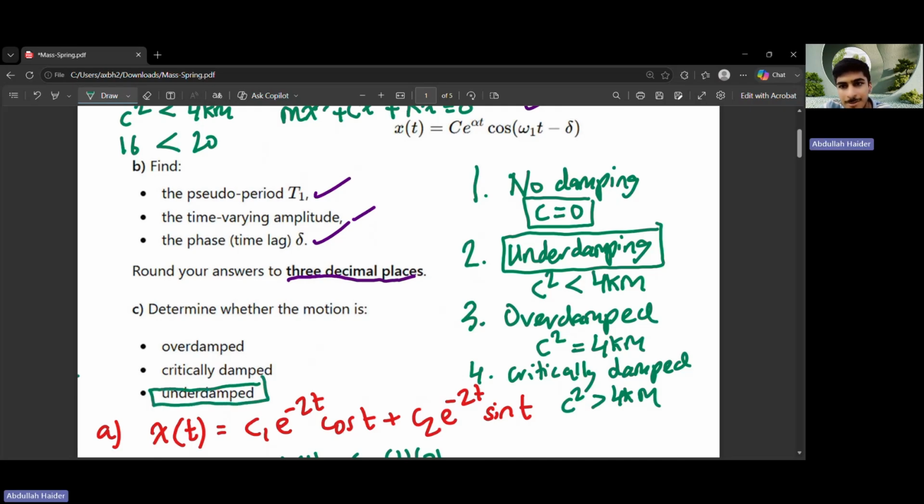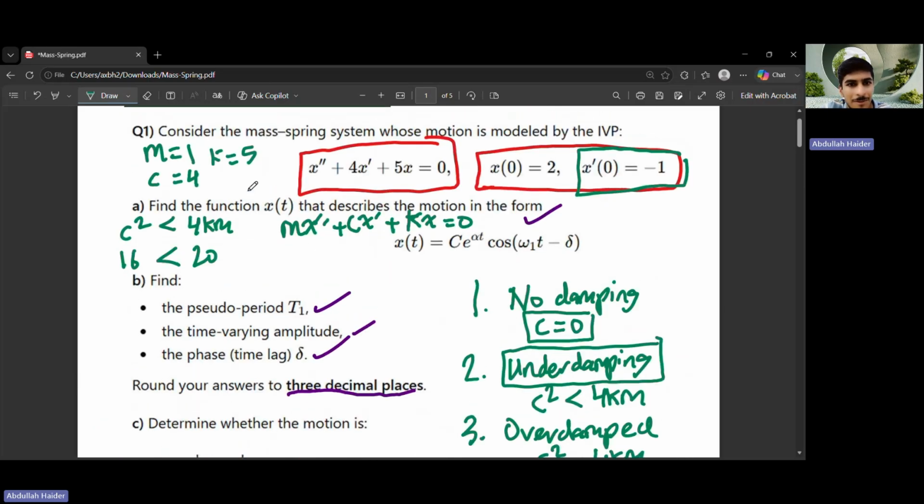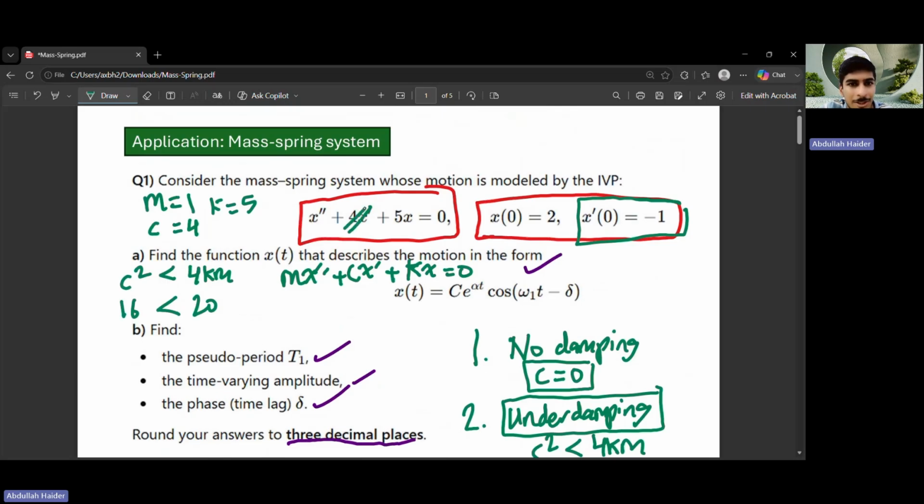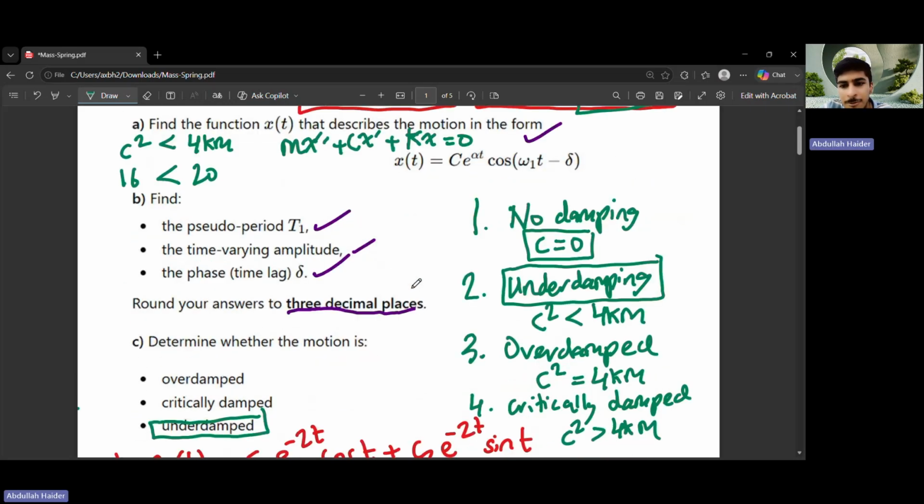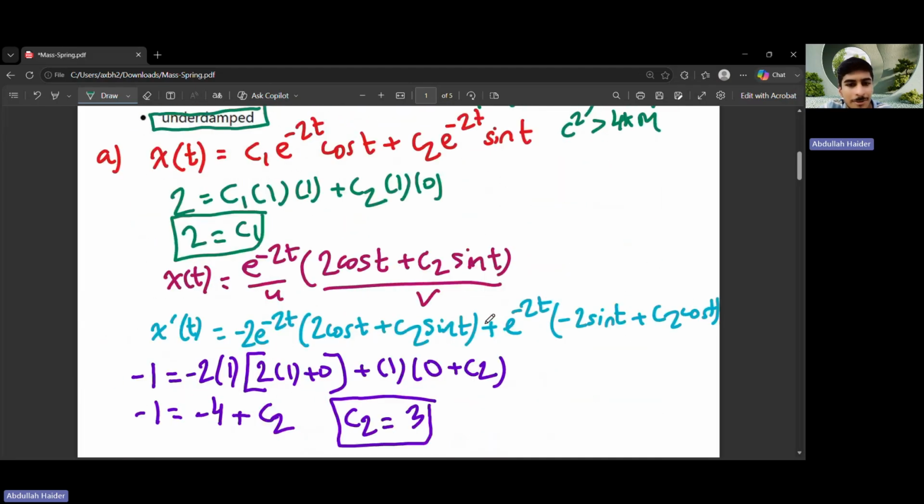So you need to know these cases. If c is 0, no damping. If c is 0, you don't even have this part in the equation. Overdamping if you have these two numbers equal, and critically damped if c squared is greater than 4km. So that's it for this question.